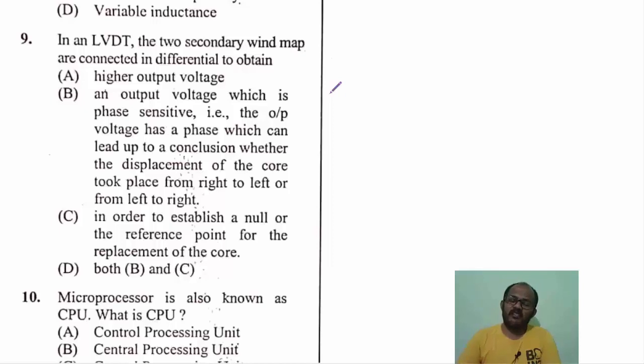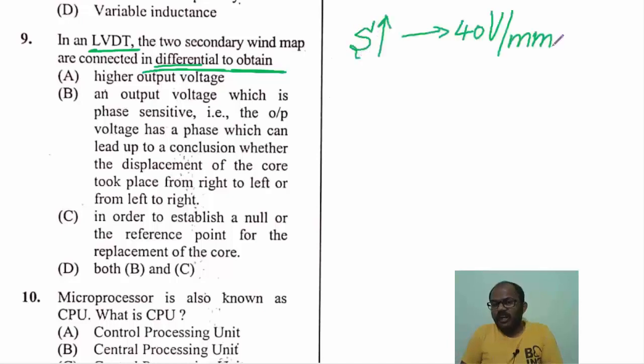Ninth question is based on LVDT. The topics from LVDT are very important. They are asking what is the need for differential connection. In the case of LVDT, the sensitivity is of the order of 40 volt per millimeter. Nothing but for every millimeter change in displacement, you will get 40 volts. So sensitivity is very high, it is very much sensitive.